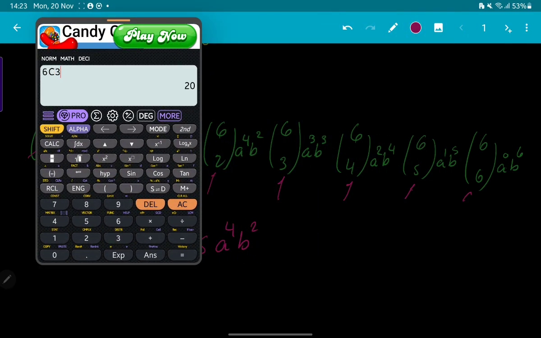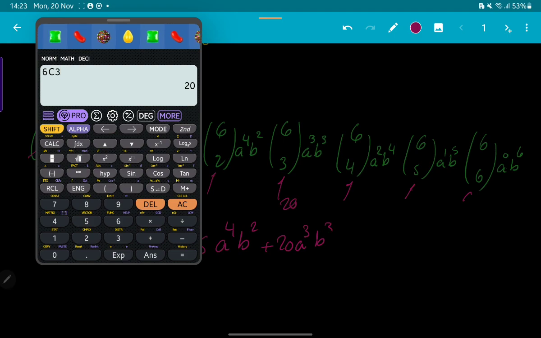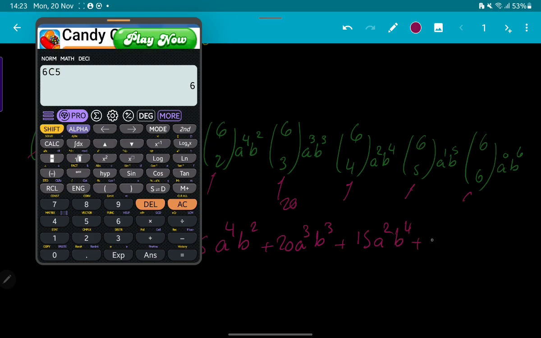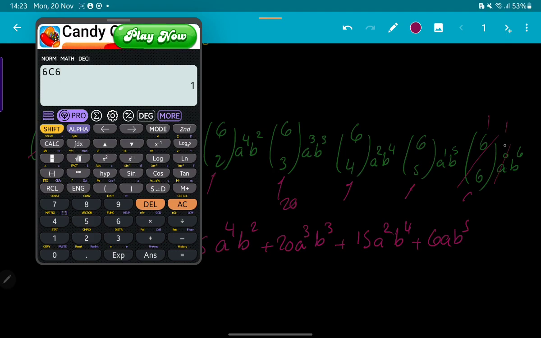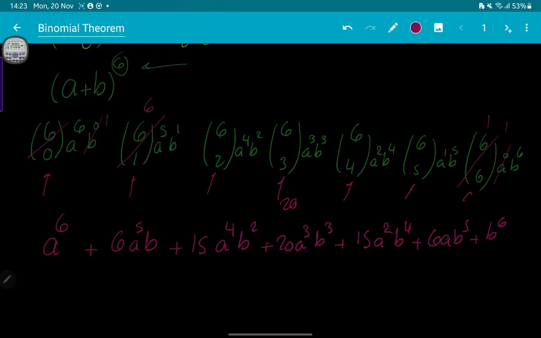6C3 is 20 a power 3 b power 3. 6C4 is 15 a power 2 b power 4. 6C5 is 6 a b power 5, and 6C6 is 1, and a power 0 is 1, so we will end up with b power 6. And this is the answer of the expansion of a plus b power 6.